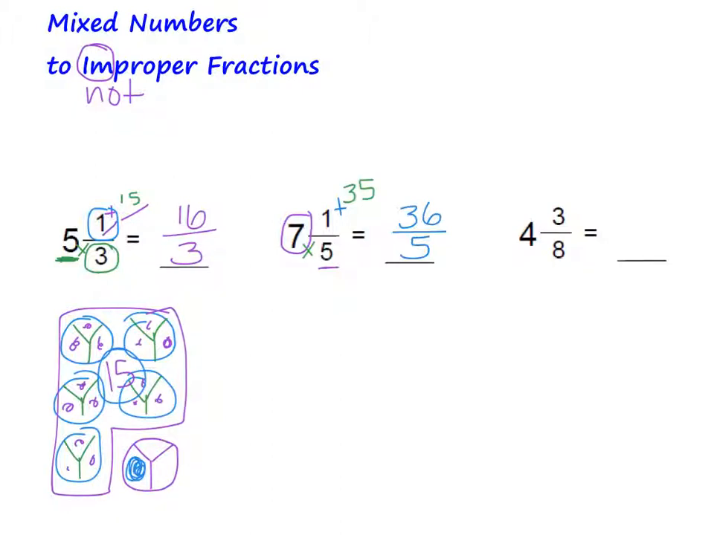Let's try the last one. We have 4 whole pizzas that were cut into 8 slices each. So 8 times 4 is 32. But the numerator tells me I have 3 more additional pieces. So 3 plus that 32 is 35. And we keep the denominator the same. So notice these are improper fractions as our answers because they're not proper in that the numerator is bigger than the denominator in each one.